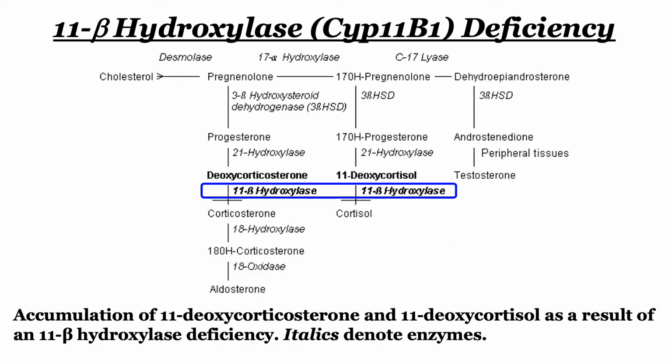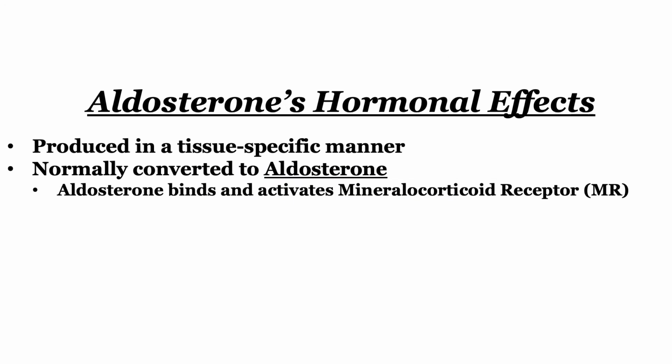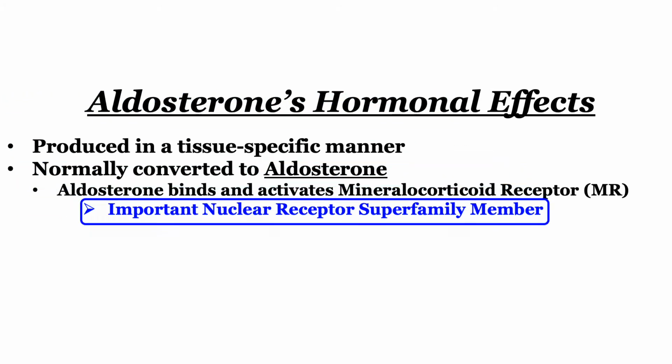Similarly, when the 11-beta hydroxylase is mutated, there's a blockage at this level. That means there's an accumulation of deoxycorticosterone and about aldosterone's hormonal effects. This hormone is produced in a tissue-specific manner from progesterone. Progesterone is normally converted to aldosterone in a wild-type situation, that's without a mutation, and this hormone aldosterone binds to and activates the mineralocorticoid receptor, which is a very important nuclear receptor superfamily member. In the next slide, I'll tell you about the molecular mechanism of nuclear.